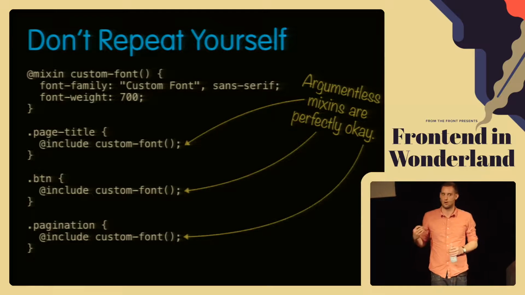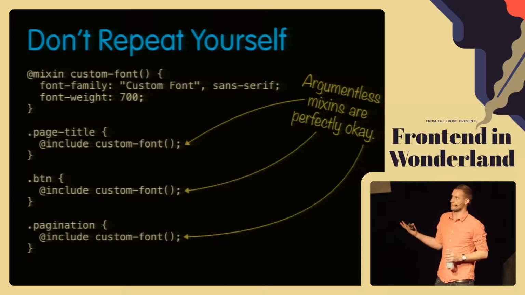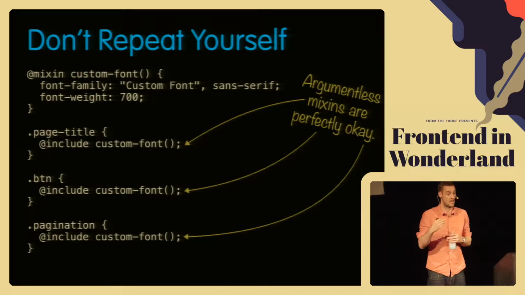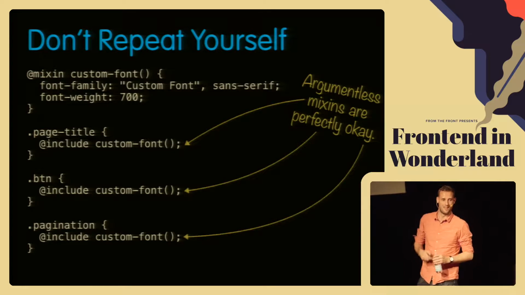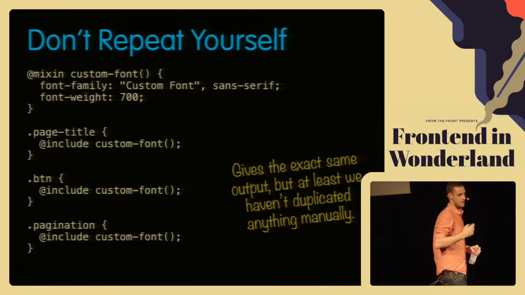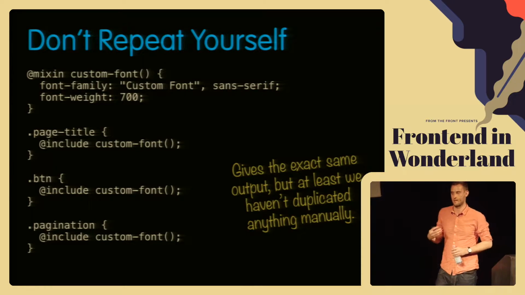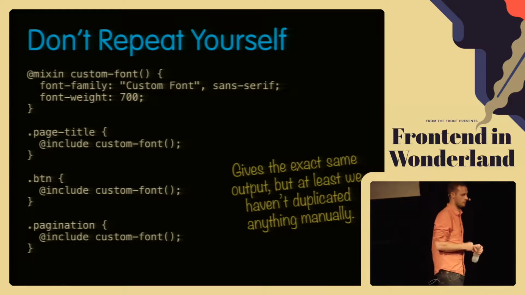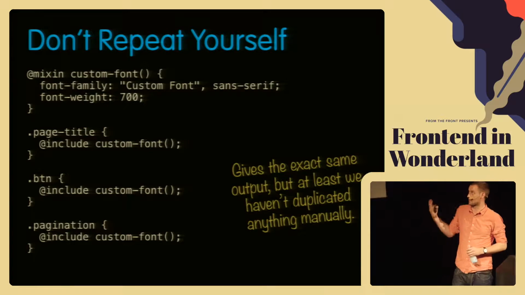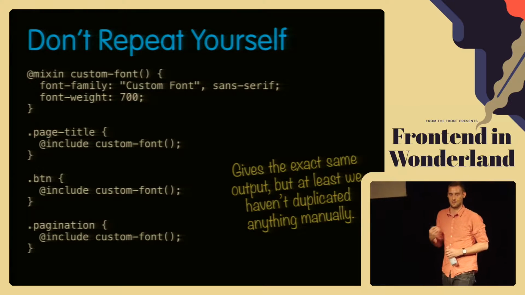A lot of people argue and state that argumentless mixins are bad because it leads to the same amount of repetition. It leads to the same amount of CSS after it's compiled. That's completely fine. The fact that this gives the same amount of CSS doesn't really matter. We could use tooling to reduce this. That's a job for a machine, not a person. The key thing is here that we're not typing anything ourselves.